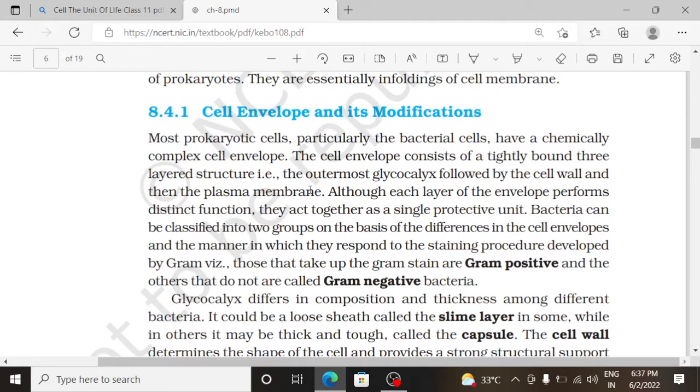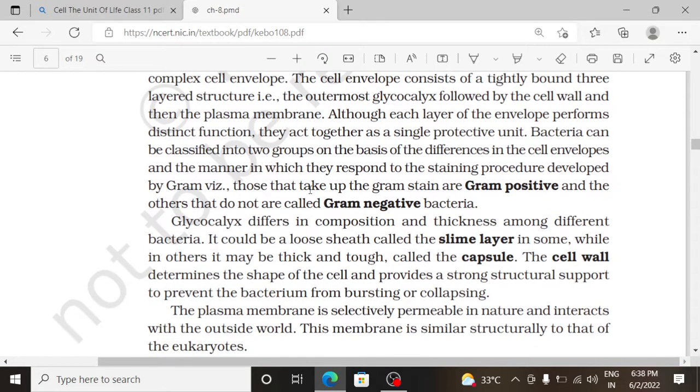Cell envelope and its modifications. Most prokaryotic cells, particularly the bacterial cells, have a chemically complex cell envelope. The cell envelope consists of a tightly bound three-layered structure, that is the outermost glycocalyx, followed by the cell wall and then the plasma membrane. Although each layer of envelope performs distinct functions, they act together as a single protective unit.